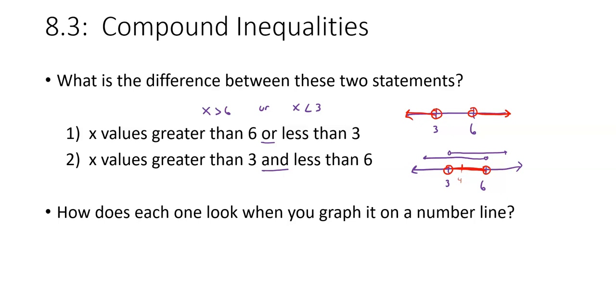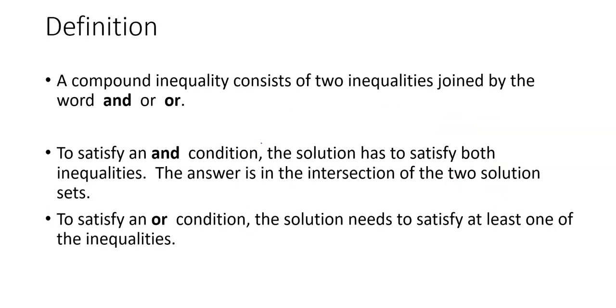This is kind of like what we were doing when we were shading stuff before back in chapter 4. We graphed one line, we graphed the other line, we shaded the two inequalities to see where they overlap. Same thing here, except we're graphing them with one variable on a number line. So to satisfy an or, you've got to satisfy at least one of the inequalities. If you satisfy both, that's fine, but satisfying one of them is a requirement.